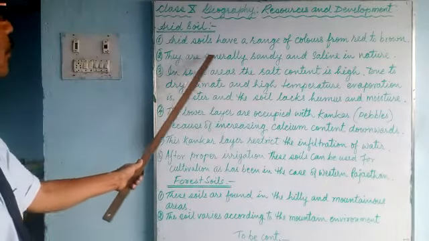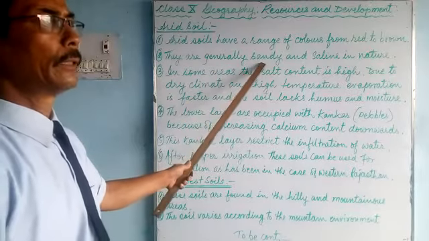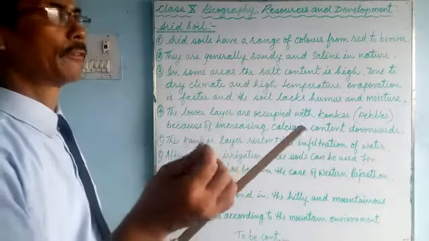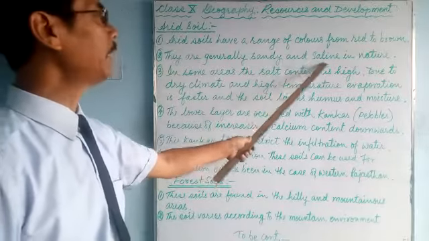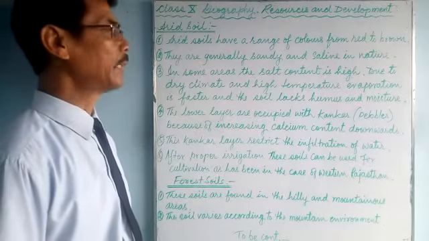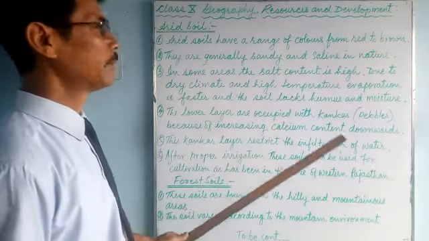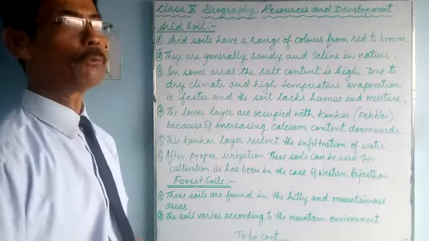Number two, they are generally sandy. Their texture is very rough, grainy. They are sandy and saline in nature. They are saline, more salinity is there. In some cases more salt is there. Saline means having more mineral salts.